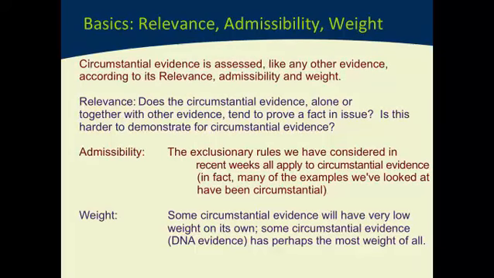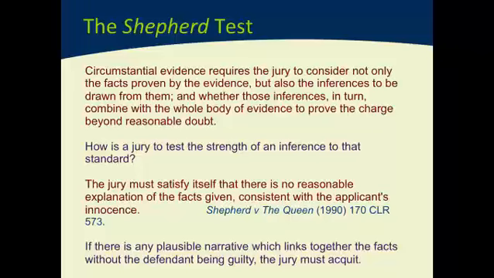of a circumstantial case. The way it works is that the jury must satisfy itself that there is no reasonable explanation of the facts consistent with the applicant's innocence. So if you can construct any reasonable narrative of those circumstantial facts that is consistent with the innocence of the accused, they are entitled to their acquittal. And that makes logical sense, because if there is a reasonable narrative that is consistent with innocence, then there is reasonable doubt. And if there is reasonable doubt in a criminal case, then you must acquit the person.